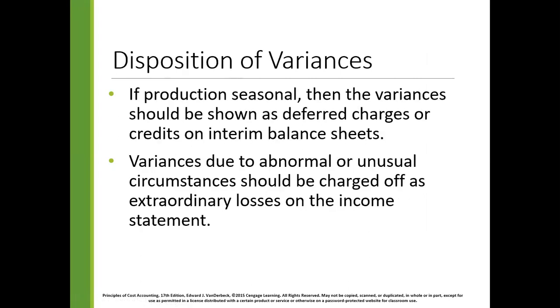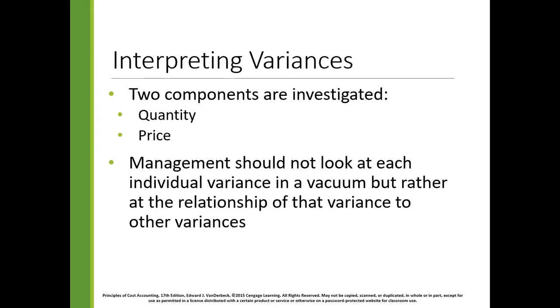Okay. Disposition of variances. Again, we talked about the unfavorable variance increases cost of goods sold. Favorable variance decreases cost of goods sold. Disposition of variance. So if production is seasonal, then the variances should be shown as deferred charges or credits on interim balance sheets. Variances due to abnormal or unusual circumstances should be charged off as extraordinary losses on the income statement.